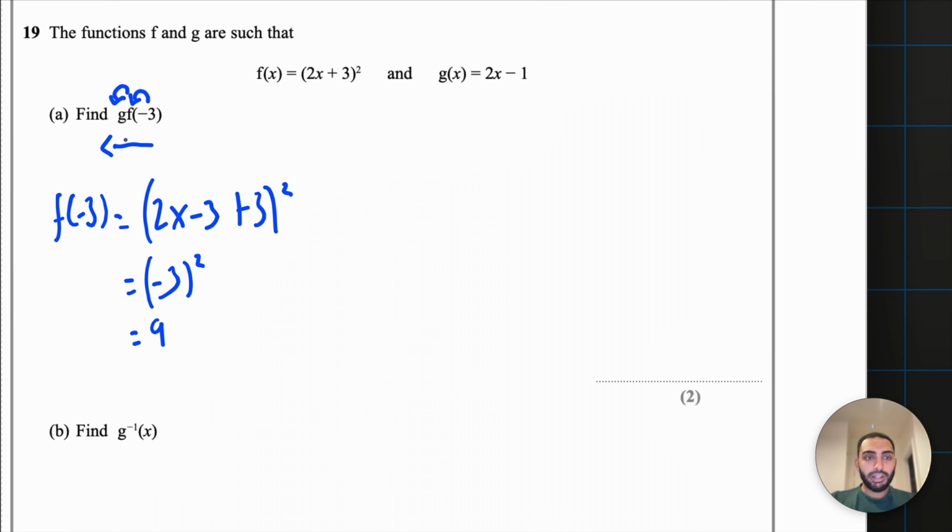So we're going to substitute this 9 into g now. So g of 9 is equal to 2 times 9 minus 1. That's 18 minus 1, which is 17. So my final answer is 17.